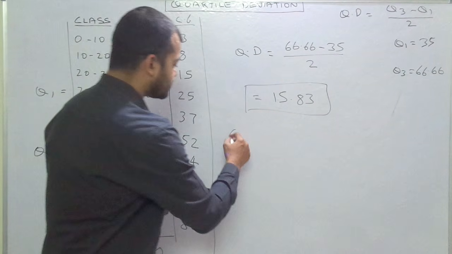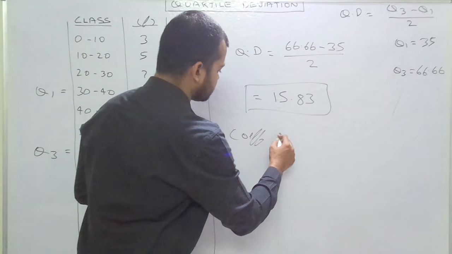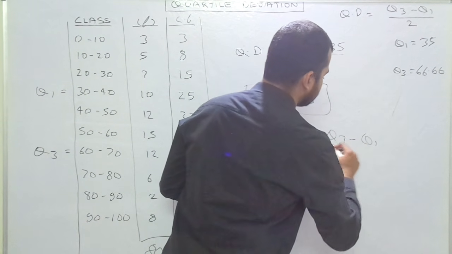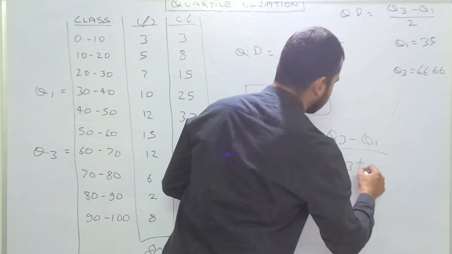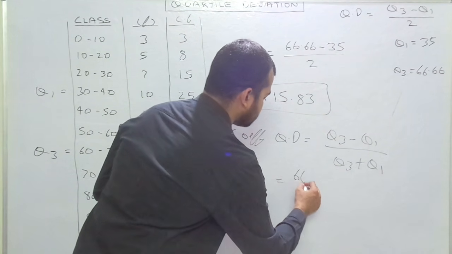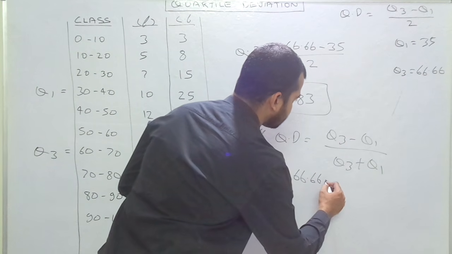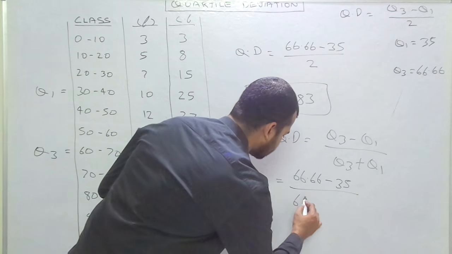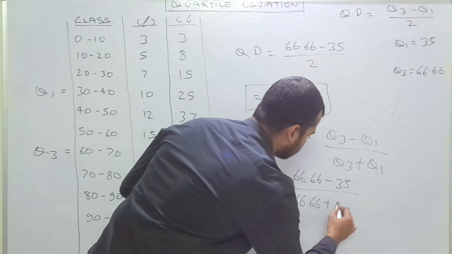Now we have to calculate the coefficient of quartile deviation. That is Q3 minus Q1 divided by Q3 plus Q1. We have the value of Q3, that is 66.66, minus the value of Q1, that is 35, divided by 66.66 plus 35.